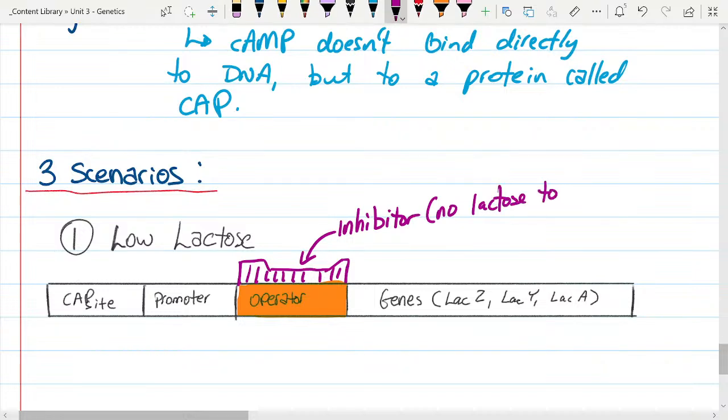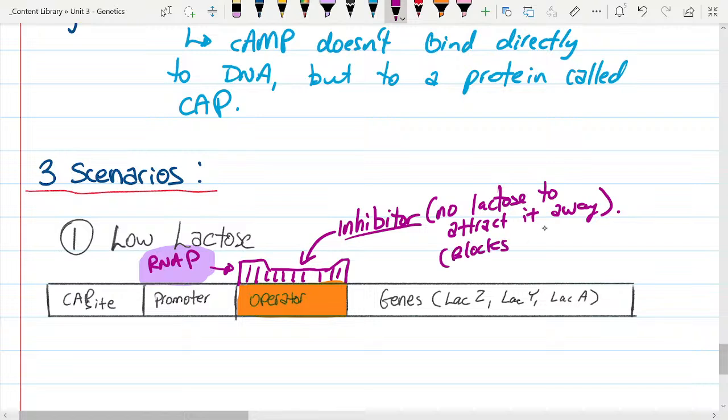And there's no lactose to attract it away. And in that case, it doesn't matter if RNA polymerase binds here. We know that RNA polymerase is going to bind at the promoter, right? But if it binds at the promoter and tries to go forward, what's going to happen to it? It's going to be blocked by the inhibitor. So this blocks RNA polymerase. And so even if RNA polymerase binds to the promoter, what doesn't happen?